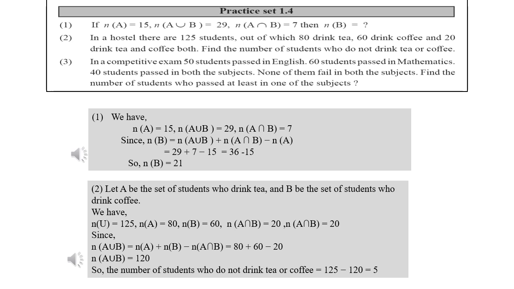Okay, so here first you will assume the number of students who passed in English to be A, the number of students who passed in mathematics to be B, and the students who passed in both will be the intersection of the two sets. Okay, they have told none of them has failed, right? We have to find the number of students who passed at least in one subject. Okay, so here use your discretion, think and get your answer.